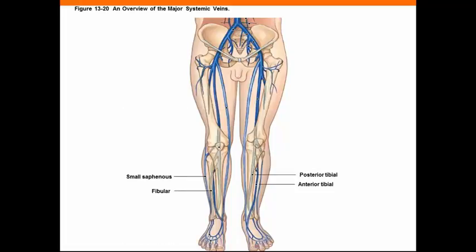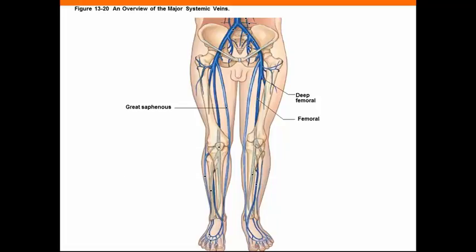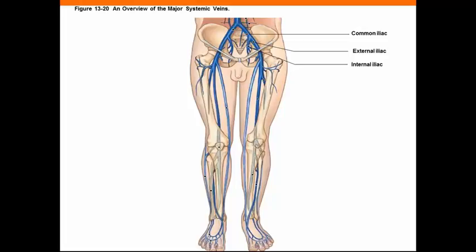The small saphenous, tibial, and fibular veins unite to form the popliteal vein behind the knee. The great saphenous and deep femoral veins join the femoral vein to become the external iliac vein. The external iliac is joined by the internal iliac vein, which drains the pelvic organs, to become the common iliac vein. The right and left common iliac veins merge into the inferior vena cava.